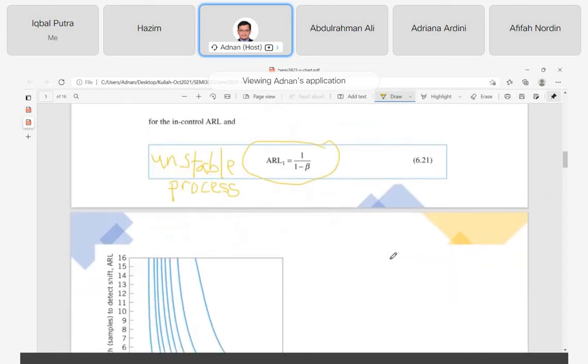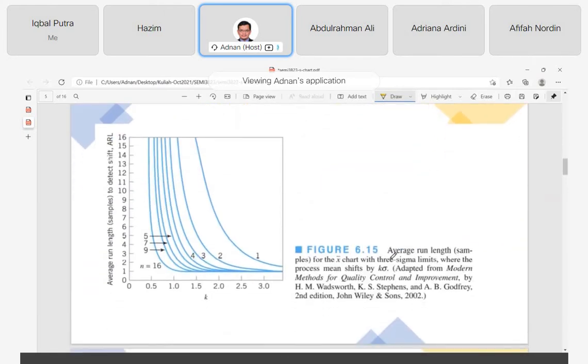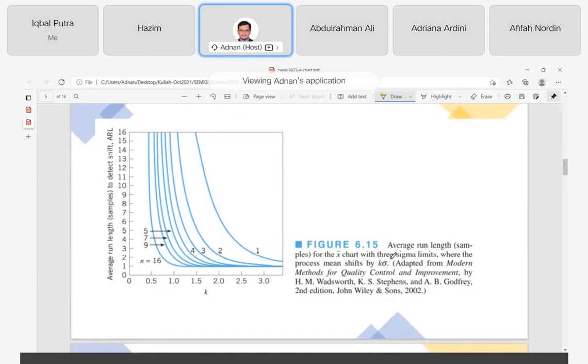So studies have been done using simulation. In the control chart, you have a shift. This is a 3 sigma shift at this point, and this is a minus 3 sigma shift. Shift means that your sample suddenly shifts up. This is shifting.